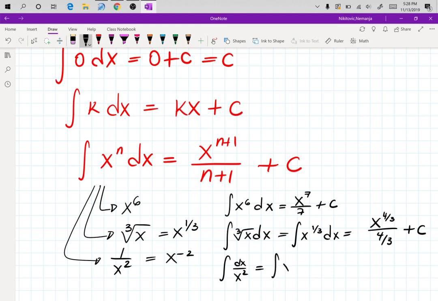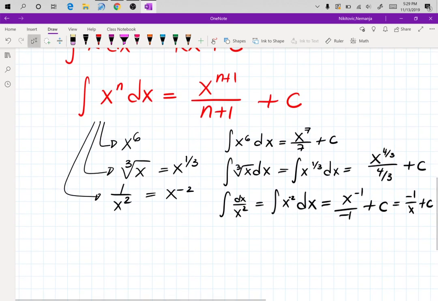So we have the integral of x to the negative 2 dx, and that's going to be x to the minus 1 over minus 1 plus c. You can simplify that as minus 1 over x plus c, right? You can make it better through algebra. But the idea is that you have polynomial function, radical function, and the rational function all taken care of by the same formula.